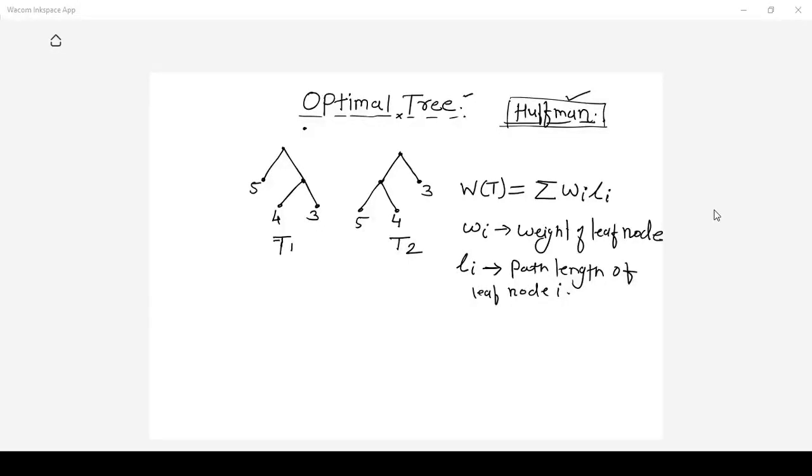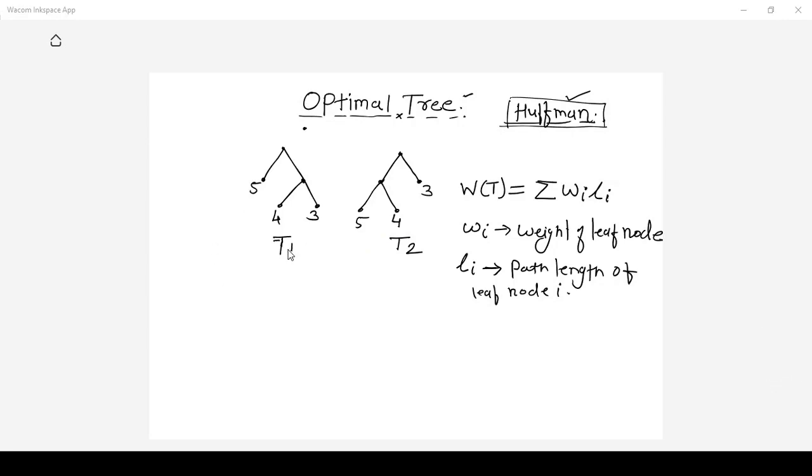This video will see the optimal tree and the Huffman algorithm to find out the optimal tree. Before going for the Huffman algorithm, let us understand first what is an optimal tree. So consider two trees T1 and T2 which are drawn on the same number of nodes, same number of edges, and the weights assigned to the leaf nodes are also the same, that is 5, 4 and 3.